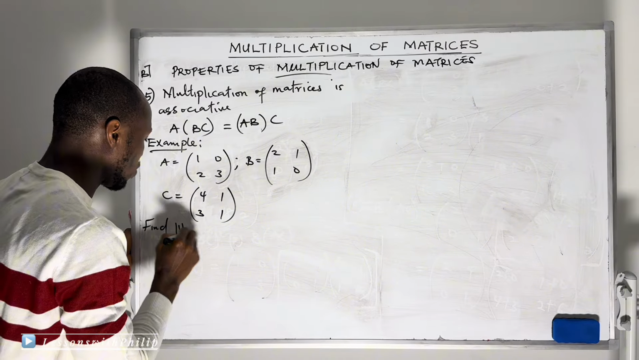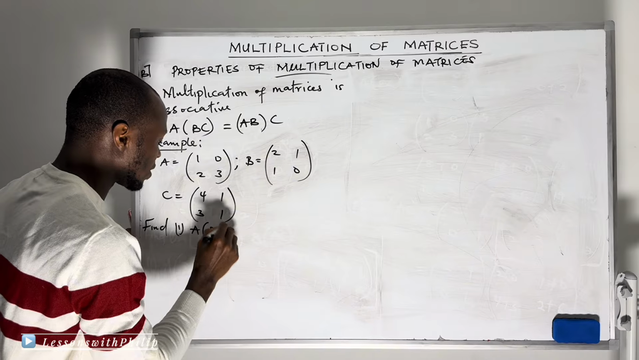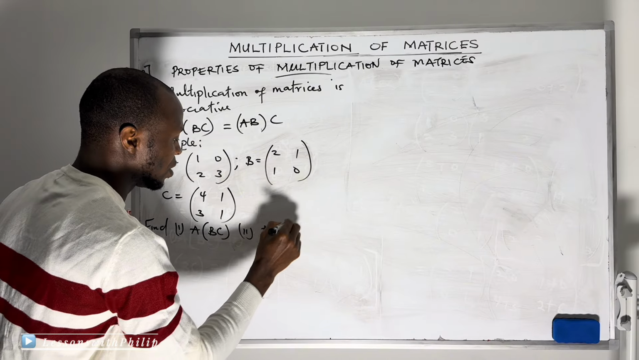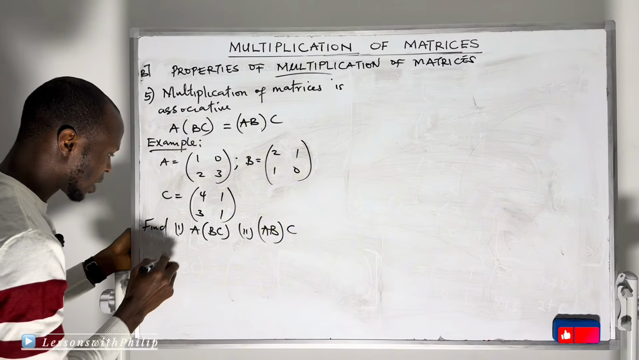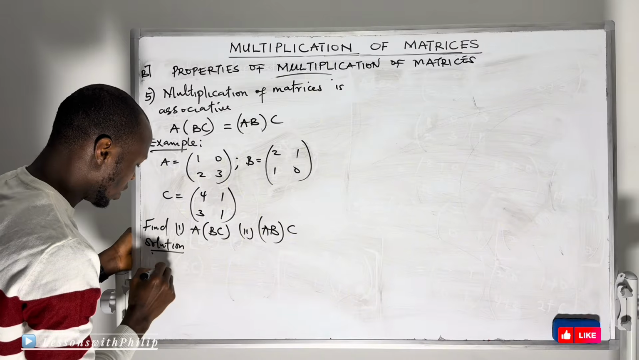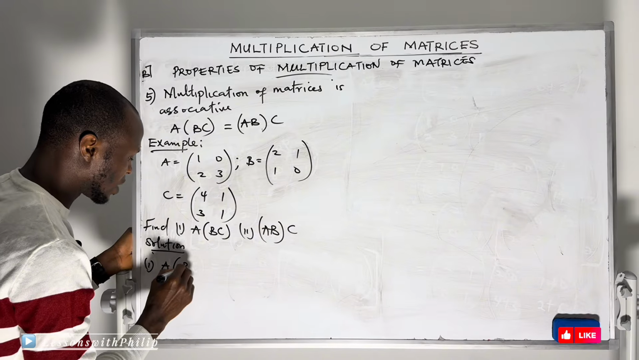we have to find, Roman figure 1, A multiplied by matrix B and matrix C, and Roman figure 2, matrix AB multiplied by matrix C. Let's go. Now, solution. The first one, we have to find matrix A multiplied by matrix BC.